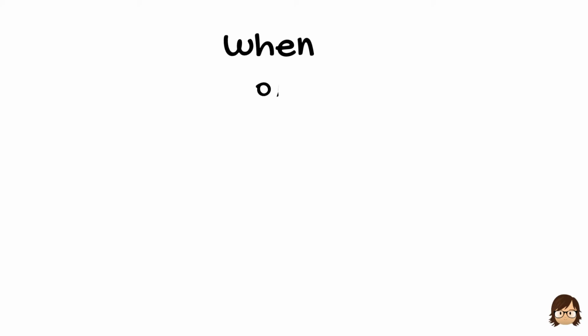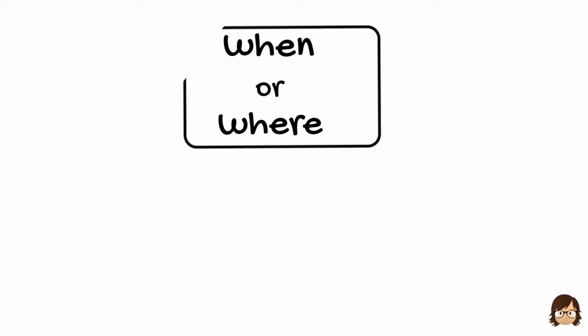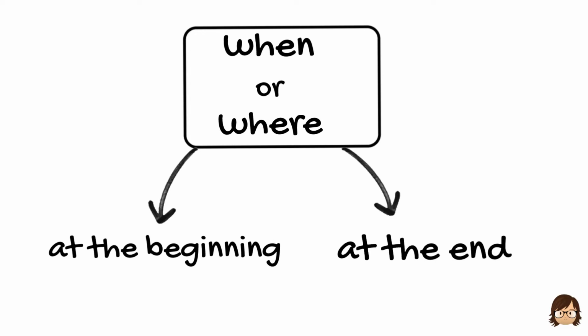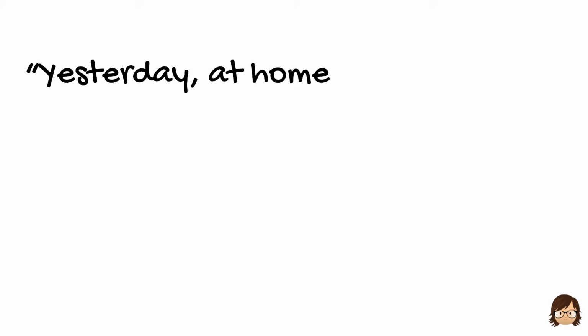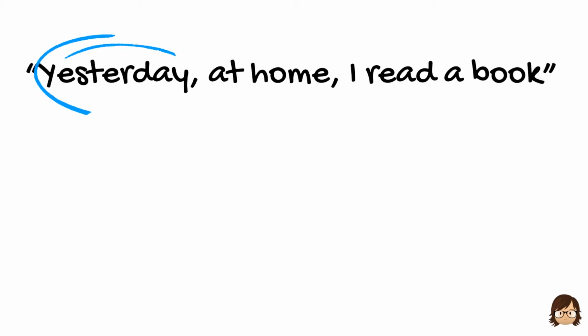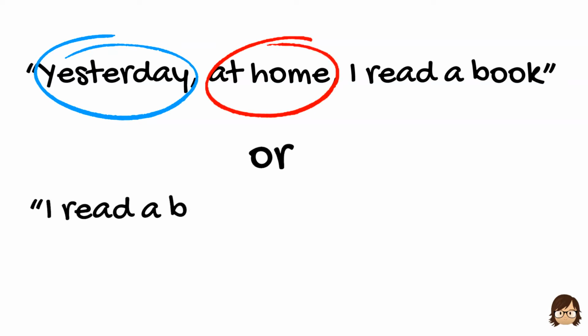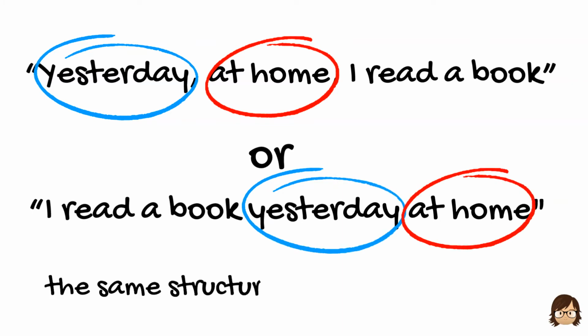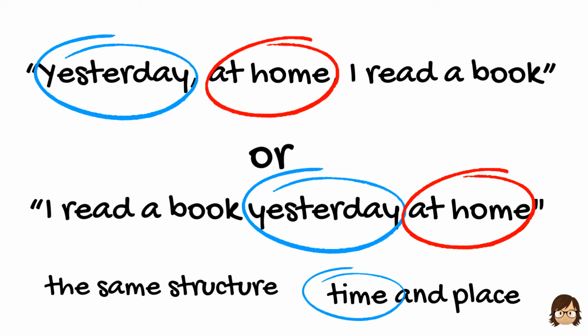If we want to say when the action happens or where it happens, we can put it at the beginning or at the end of the sentence. For example, yesterday at home I read a book. Or, I read a book yesterday at home. We have the same structure, but we put the time and place at the beginning or at the end of the sentence.